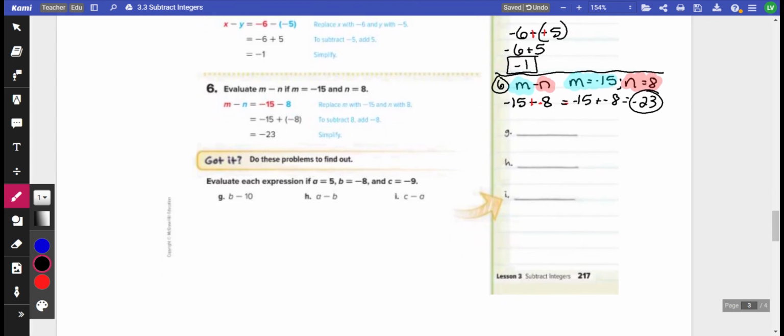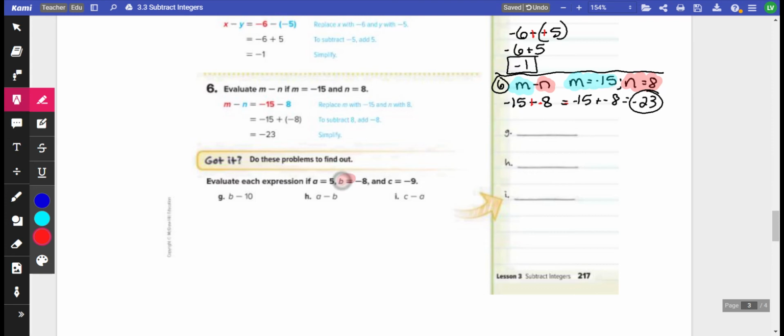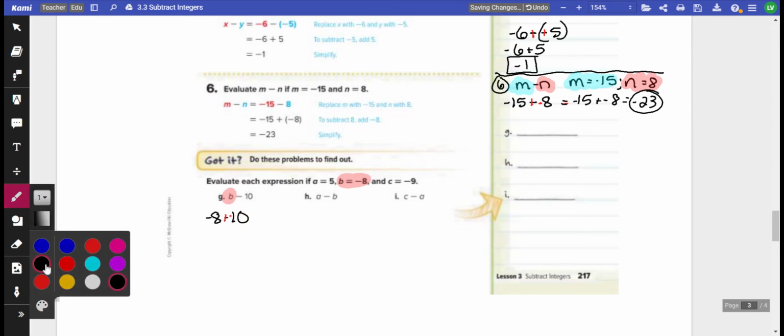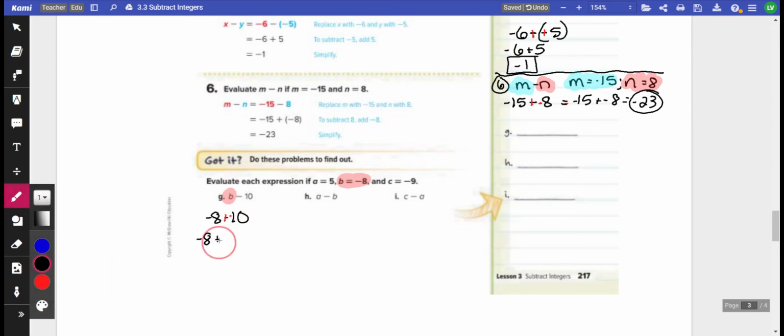So let's do these next 3 problems to see if we understand it. Letter G is b minus 10. Well, my letter B, according to my values up here, B is negative 8. So this becomes negative 8 minus 10. And I want to use my additive inverse. So I'm going to add and make that into a negative 10. So negative 8 plus negative 10 becomes negative 18. Because I have 2 negatives that I'm adding together, so it should be a larger negative number.